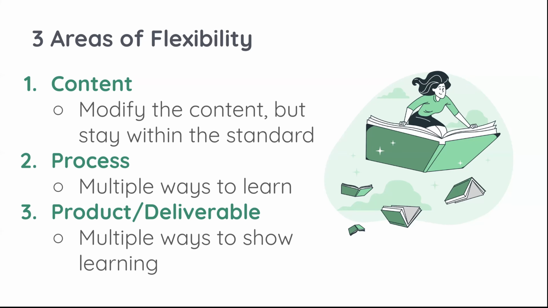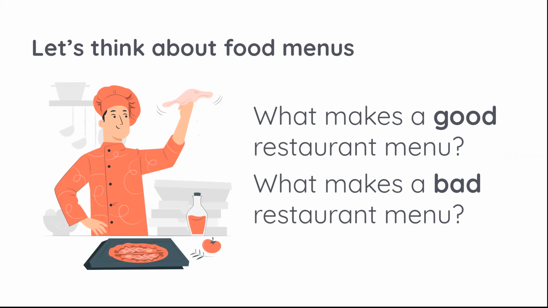But I want to show you some cool ways where we can adjust the process and the product deliverables so that students have some creativity and some voice and choice about what they are learning and ways to show what they're learning. So the way I want to approach this is, let's first think about a food menu. Let's say that you're going to go to a restaurant and you're going to order food. It's dinner time. You've worked all day. You're really hungry, and you go to this restaurant, and the waiter puts down a menu.